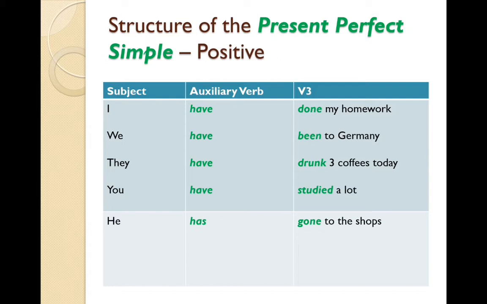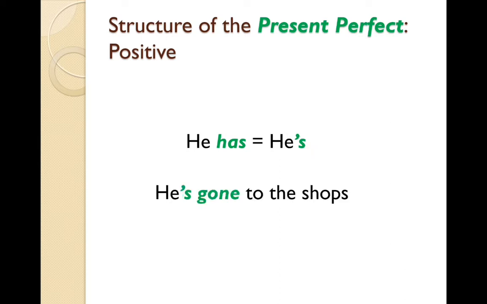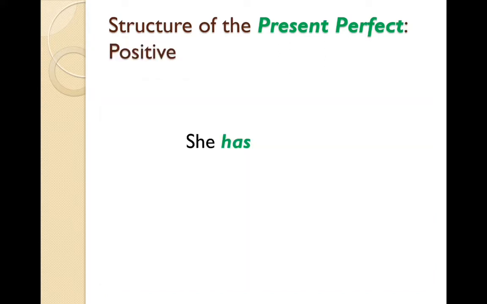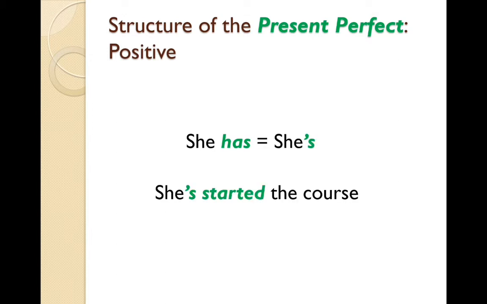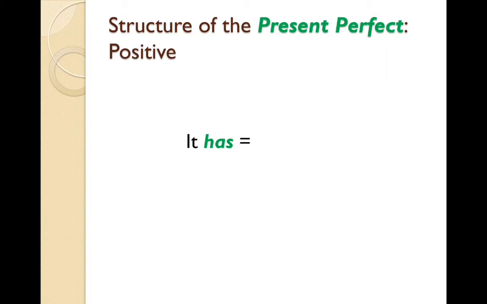He has gone to the shops. He has can be contracted to he's. He's gone to the shops. She has started the course. She has can be contracted to she's. She's started the course. It has finished eating. It has can be contracted to it's. It's finished eating.